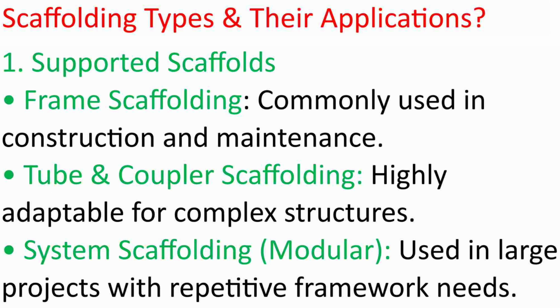Question: what are the scaffolding types and their applications? 1. Supported scaffolds. Frame scaffolding, commonly used in construction and maintenance. Tube and coupler scaffolding, highly adaptable for complex structures. System scaffolding, modular, used in large projects with repetitive framework needs.